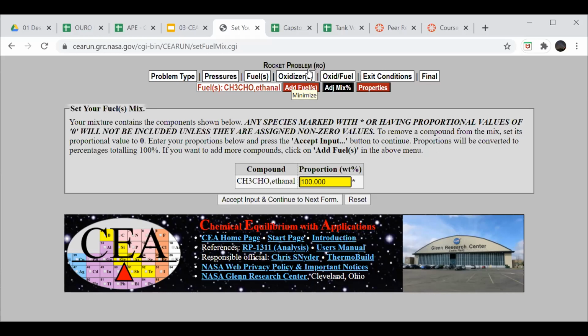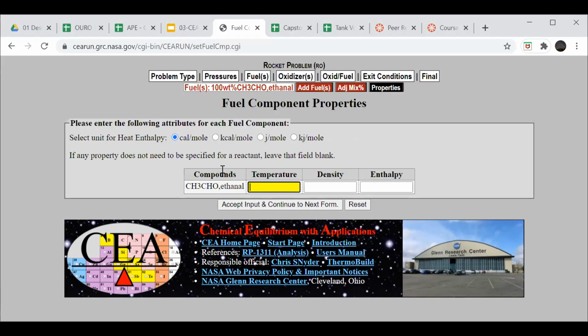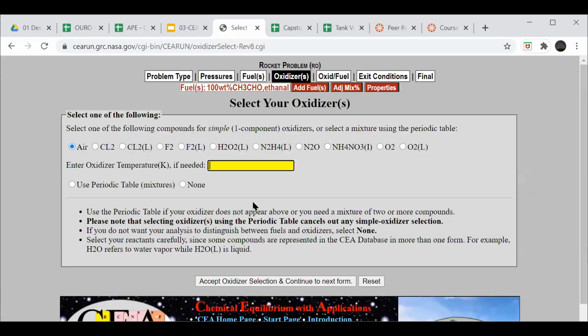Liquid propane should be fine. I think most of the hydrocarbons should be fine. I mean, yeah. Oh, yeah. You're trying to... it doesn't like liquid propane. That's surprising. 100% ethanol. We're gonna skip this.